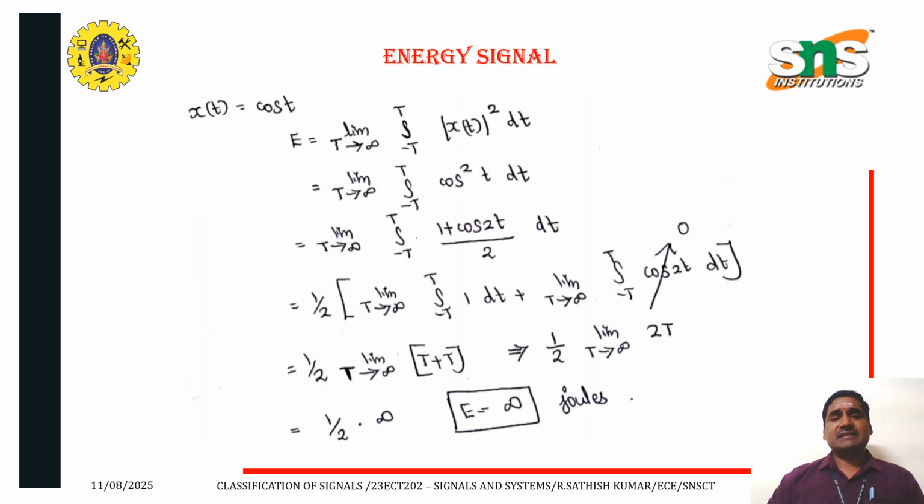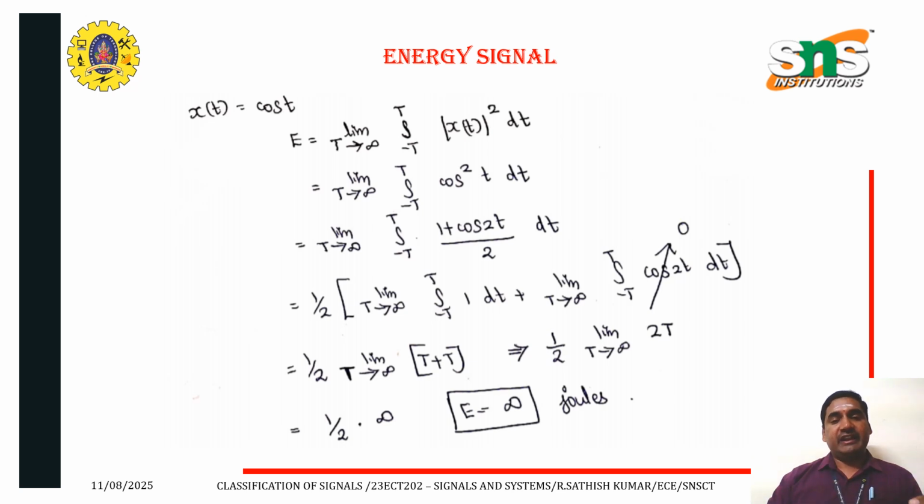Now find the energy of the signal x of t is equal to cos t. Energy is equal to the limit as T tends to infinity of the integral from minus T to plus T of x of t the whole square dt. Cos square t can be represented as 1 plus cos 2t divided by 2. We can split the function into one part and cos 2t. Integration of a full cosine wave is equal to 0. Now we can substitute the limits: minus of minus T plus T, therefore T plus T, 2T. Instead of T, you can substitute the limits, so 1 by 2 into infinity, which is equal to infinite joules.